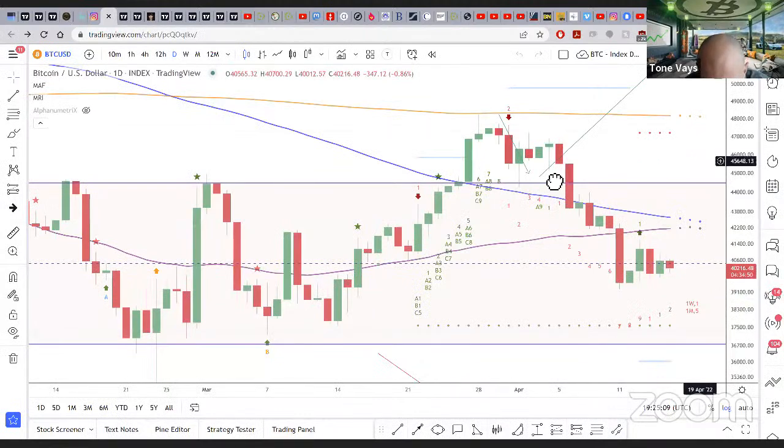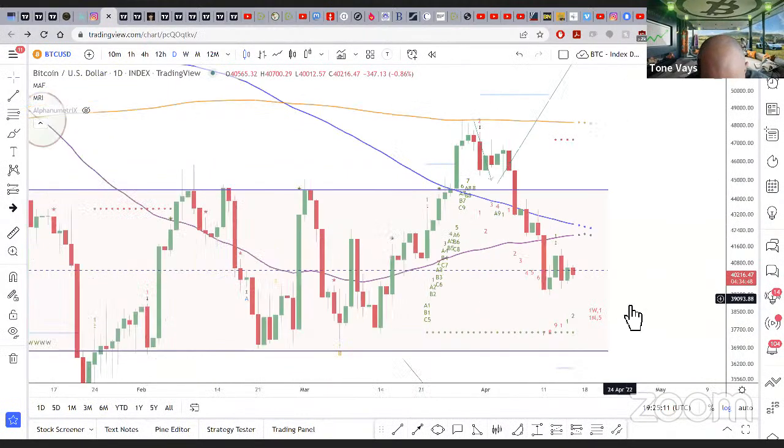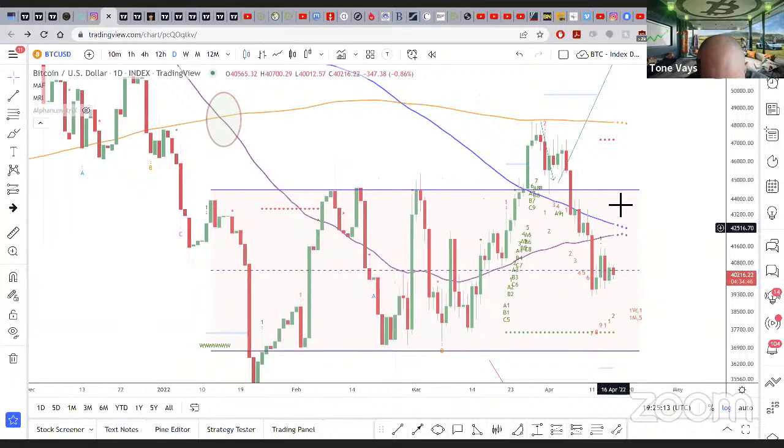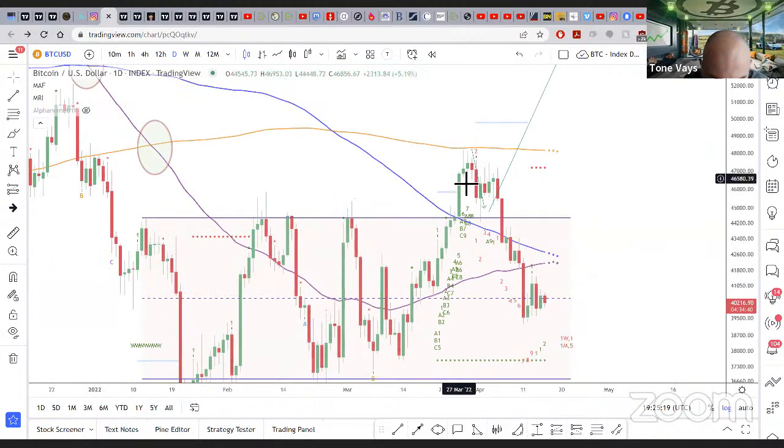Daily chart. Daily chart is not interesting at all. We are smack in the middle of the horizontal range that we broke out of. And I expected us to stay above it, but the 200-day moving average had other problems.